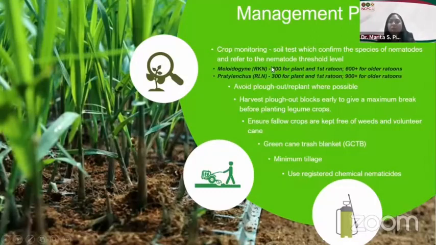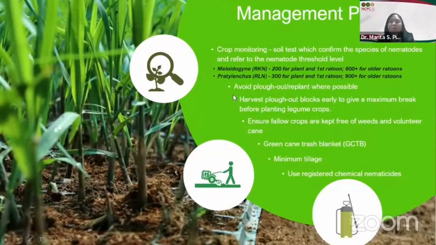For Meloidogyne, 200 individuals of nematodes per plant and during the first ratoon. But if it is an older ratoon, a bigger population of Meloidogyne, about 600 plus, so that you can translate it into yield loss. And for Pratylenchus, 300 per plant and for the first ratoon, and then 900 plus for the older ratoons.